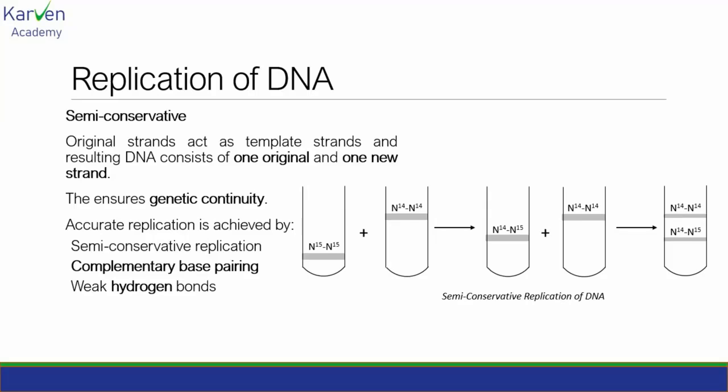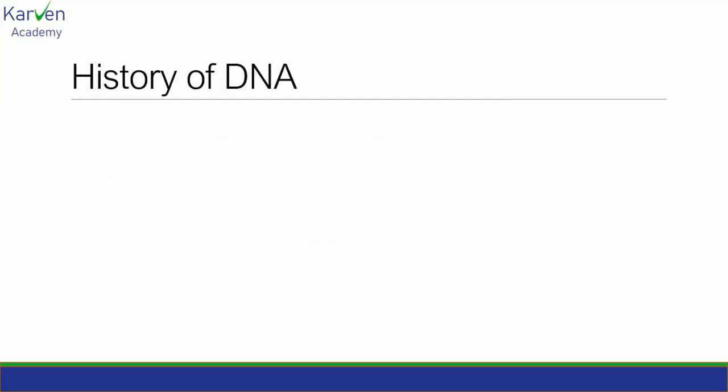to form N14 and N15. So the height of these bands indicates the weight of the DNA, and the thickness relates to the proportion. So the thickness would decrease for the N14 N15 as the reaction progresses, whereas the N14 N14 would increase in proportion.